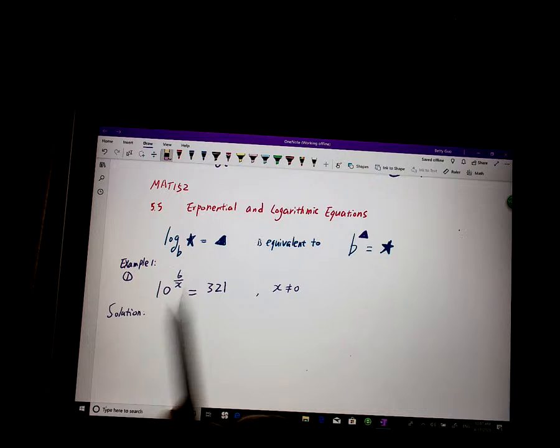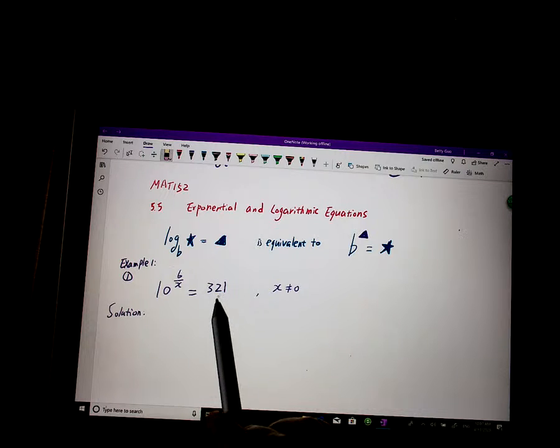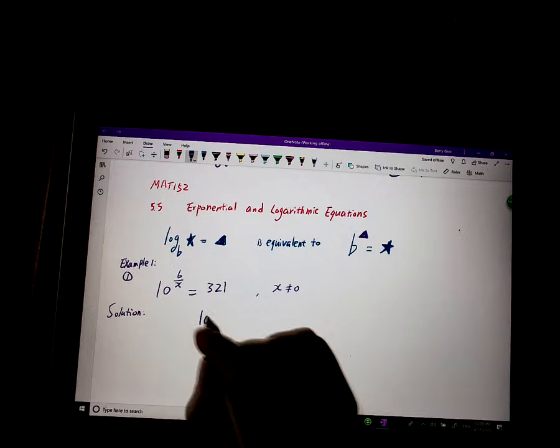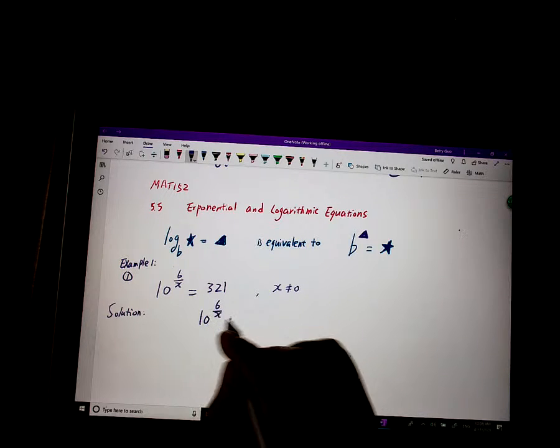Left-hand side is a power with base 10. Right-hand side is 321. We don't really see the connection, or we don't see it's easy or convenient to rewrite 321 as an exponentiation with base 10, right? So this is not elementary. So we need to apply a different approach here. This is how I solve this kind of exponential equation.